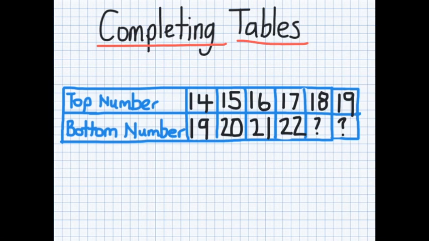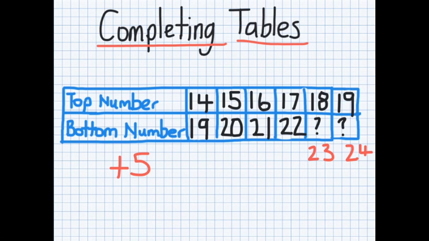So what could the missing values be here? If you're thinking about the relationship, it could be addition, subtraction, multiplication, or division. Hopefully you've realized it's quite a simple one. We're simply adding 5. 14 plus 5 is 19, 15 plus 5 is 20, 16 plus 5 is 21, 17 plus 5 is 22. So 18 plus 5 is going to be equal to 23. 19 plus 5 is going to be equal to 24.